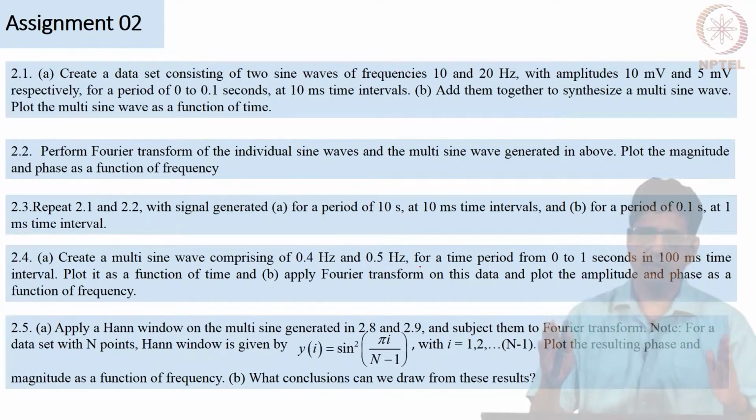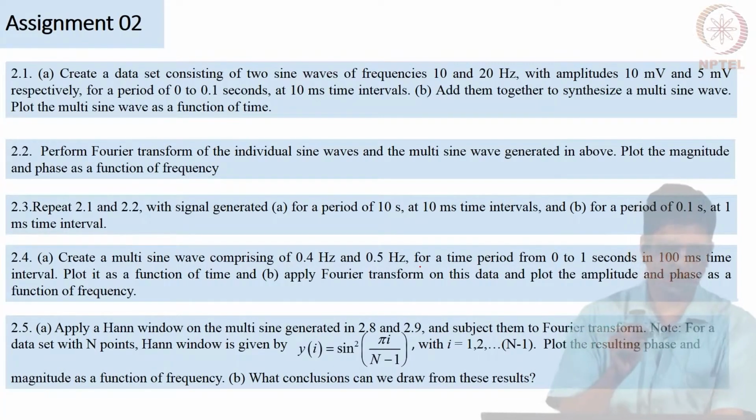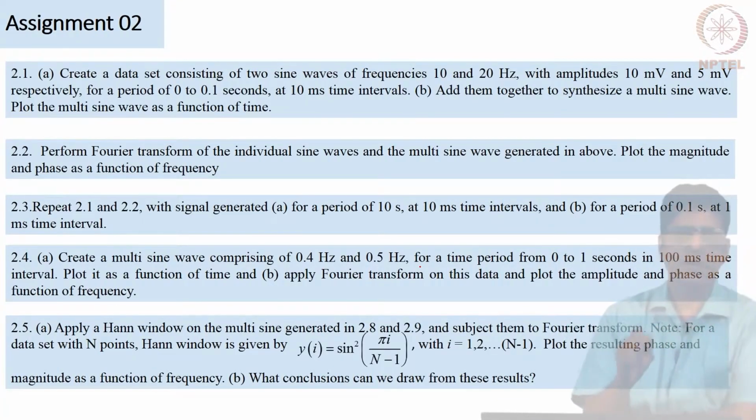So, this combined wave, if I subject this to FFT, what do I get? I will not get the correct phase and magnitude for each one of these. This I want you to try and see. So, you will know that if the combined wave is not a complete wave for each of the individual components, then you will have spectral leakage.